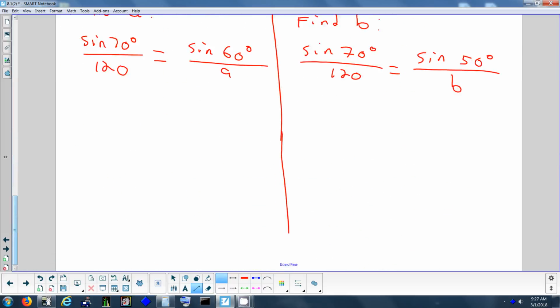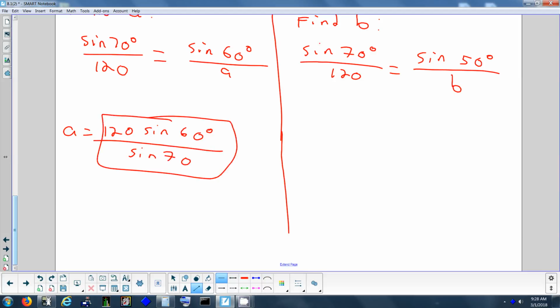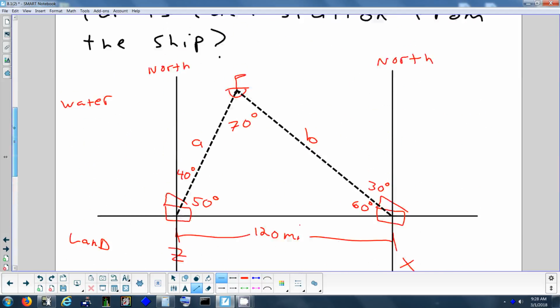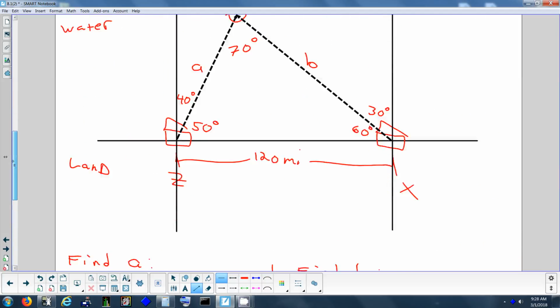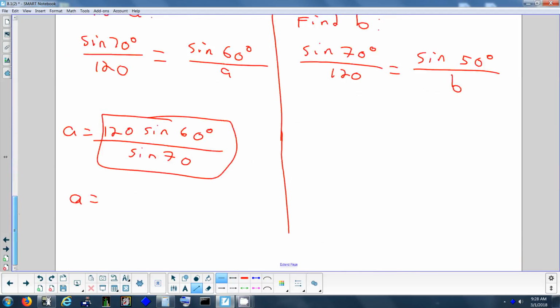Okay, so we've got our setup. So A is going to be 120 sine 60 over sine 70. Does anybody have an answer for that? And remember, this answer is in miles. Liam? 10.593 miles. Well, 110, sorry. Yeah, I was going to say this side is pretty big, so it's probably a little bigger than that. So what is it again? 110.593.